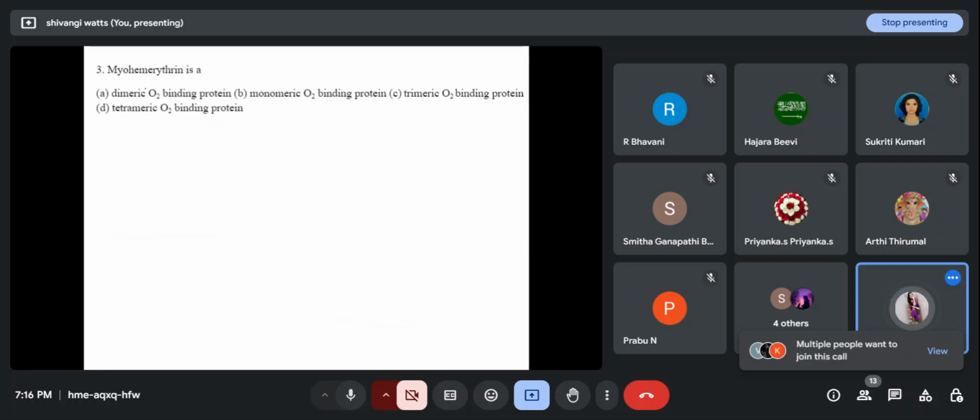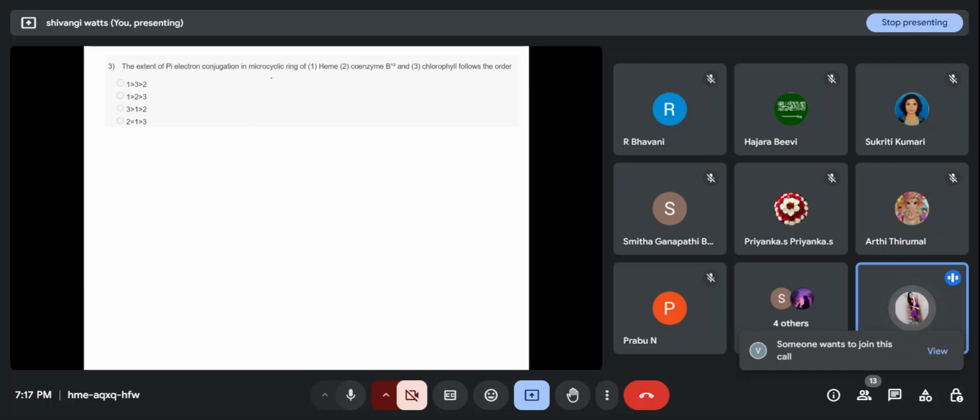Hemerythrin is a: option A, dimeric oxygen binding protein; monomeric oxygen binding protein; trimeric oxygen binding protein; and tetrameric oxygen binding protein. Monomeric. Yes, only one oxygen will come and bind to the hemerythrin. So it is a monomeric oxygen binding protein.